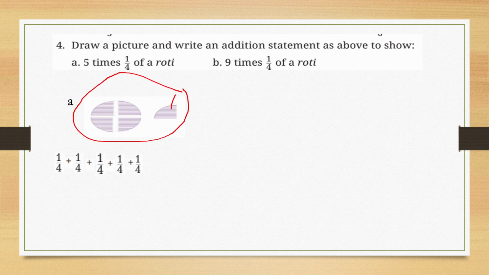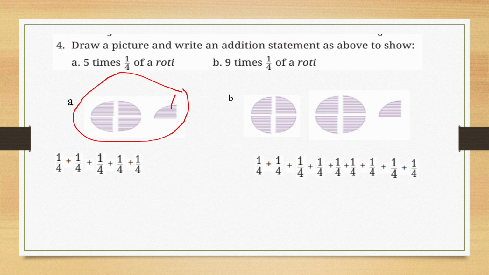Okay. So, that is 1 by 4 plus 1 by 4 plus 1 by 4 plus 1 by 4 plus 1 by 4. The next is 9 times 1 by 4 of a roti. You can draw a picture like this. See, you have 9 quarters. So, 1 by 4 plus 1 by 4 plus 1 by 4 plus 1 by 4 plus 1 by 4 plus 1 by 4 plus 1 by 4 plus 1 by 4 plus 1 by 4. That is 9 times 1 by 4.